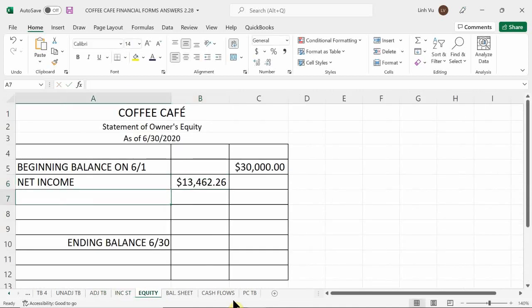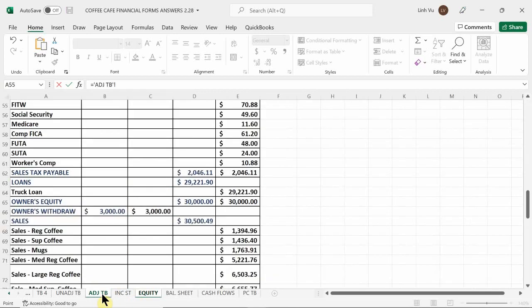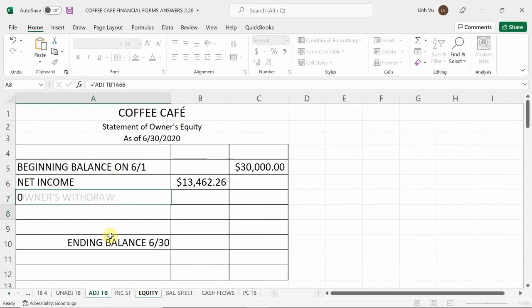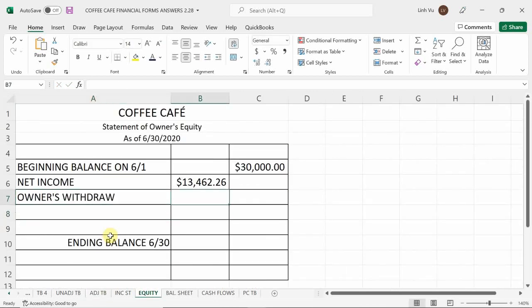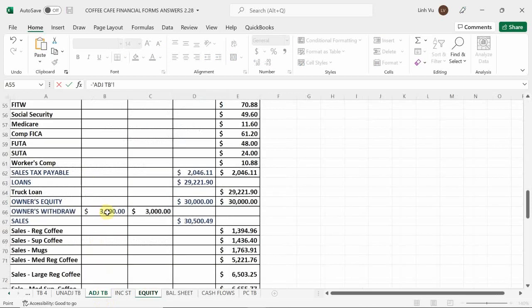Right? Now, other things that also influence your equity is going to be your owner's withdrawal, because we did take money away from the company, right? Because we invested the money originally and then the owner took away the money. So that's going to decrease the value because you're subtracting the money away from your company, right? You end up taking money away.